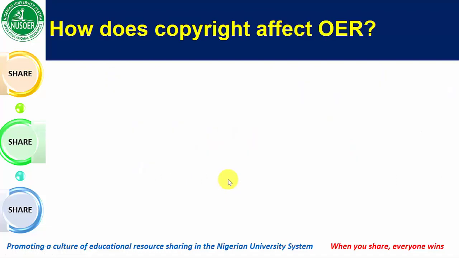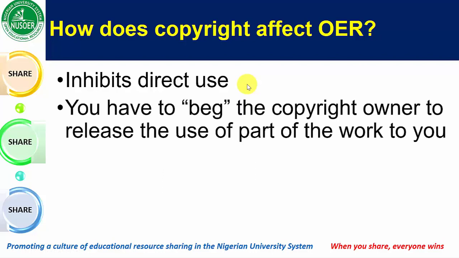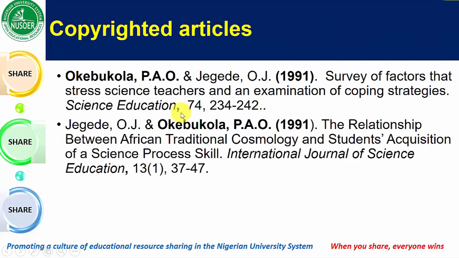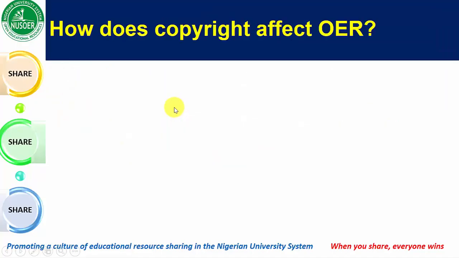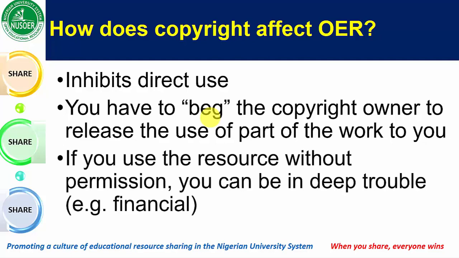So how does copyright affect OER? Can you answer that question? I'm waiting. Oh yes, I can see you have answered that. It inhibits the direct use of the material. I just made allusion to it in the last 2 slides. And for you to use the thing, you have to beg the copyright owner. Beg, you can say I put in inverted commas. It means you have to apply, you ask for permission, please release part of this work for me to use, and all of that. And that may take a little while.